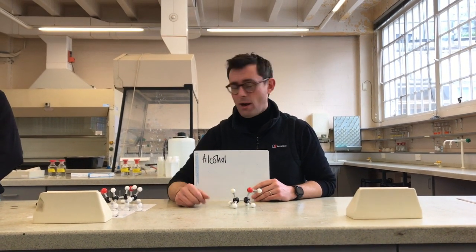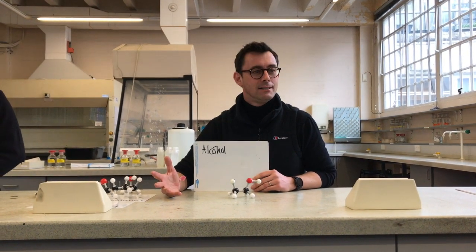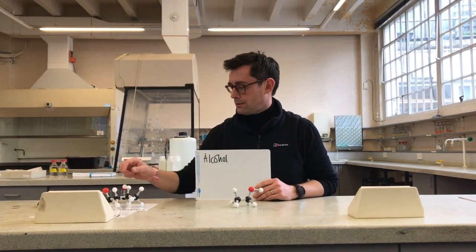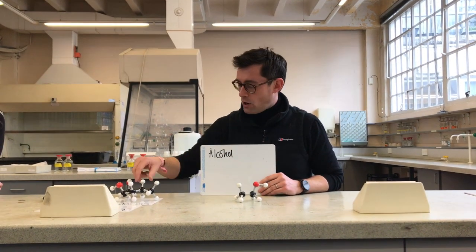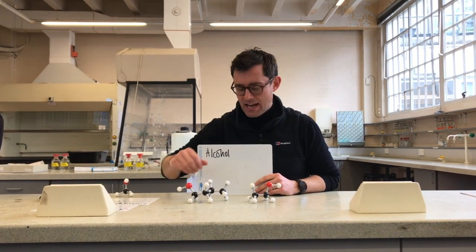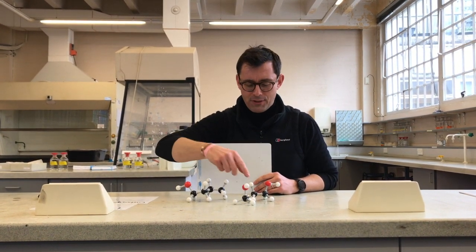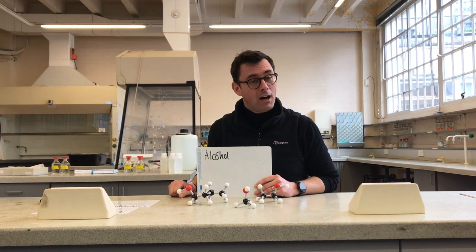Fantastic. Did anyone make propanol? That would be amazing if you did. There wasn't enough. There's only 4 carbons. Okay, fair enough. So we've got, as you can see, butan-1-ol. It's got a number because it's long enough to have a number. This one here is methanol, and there we've got ethanol. So those are some examples of alcohols.